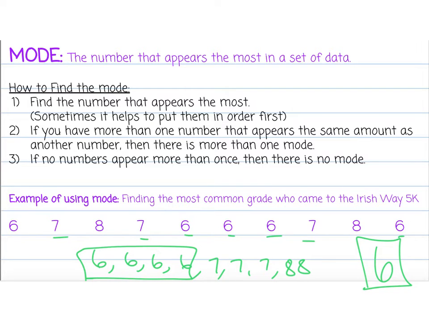If there was another 7 in this set of data, so then they each had 4, then the mode would be 6 and 7. And if they were all equal and none of them appeared more than any of the others, then you would just say no mode.